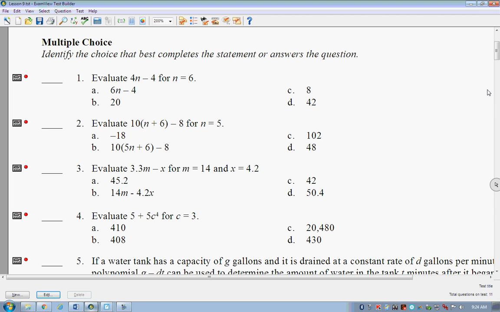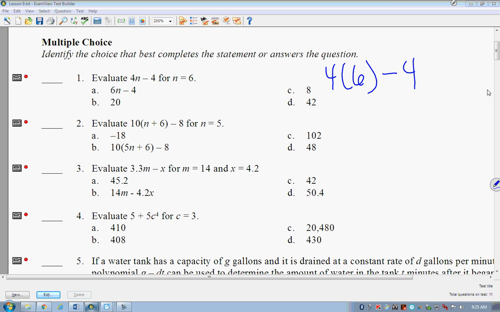This 4n minus 4, is that numerical or algebraic? Algebraic. What would I have to do to make it numerical? Substitute 6 for n. So we can go ahead and do that. There's no simplifying the algebraic expression at this point. It won't simplify, so the only option I have is to substitute in 4 times 6 minus 4.